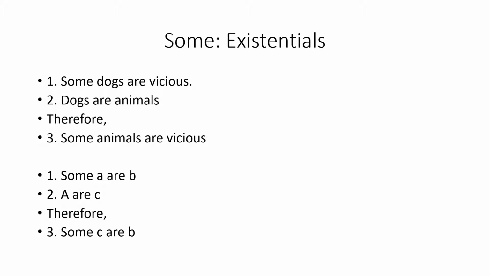So knowing that, looking at the argument here: Some dogs are vicious. Dogs are animals. Therefore, some animals are vicious. This is a valid argument, and we'll see why soon. So some, at least one, dogs, or having the property of it being a dog, so at least one thing that has the property of being a dog has the property of being vicious. So that's what the existentials say. There's at least one dog out there that has the property of being vicious.